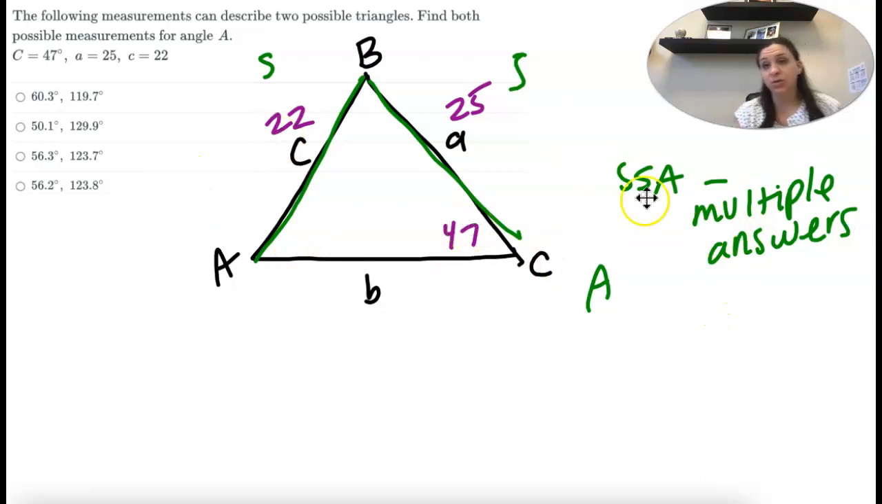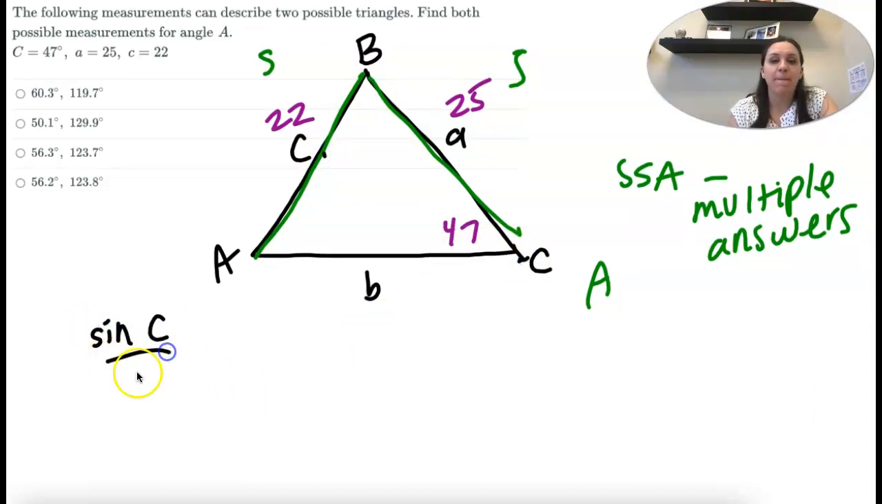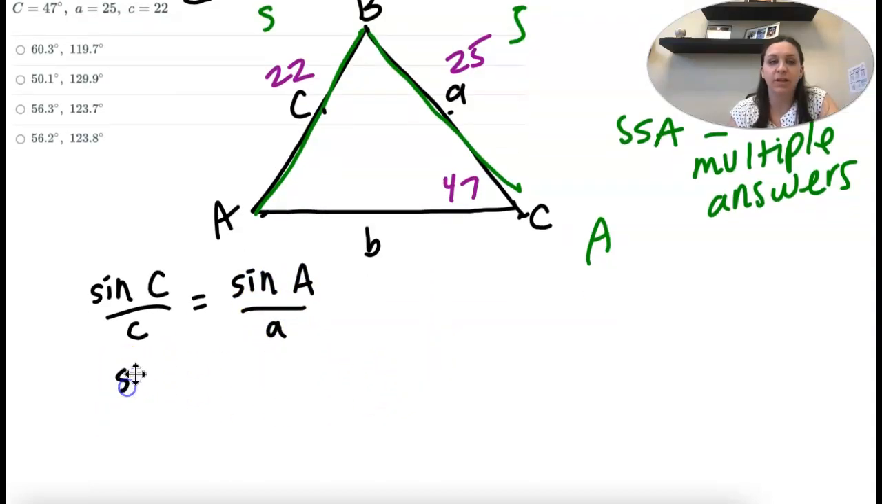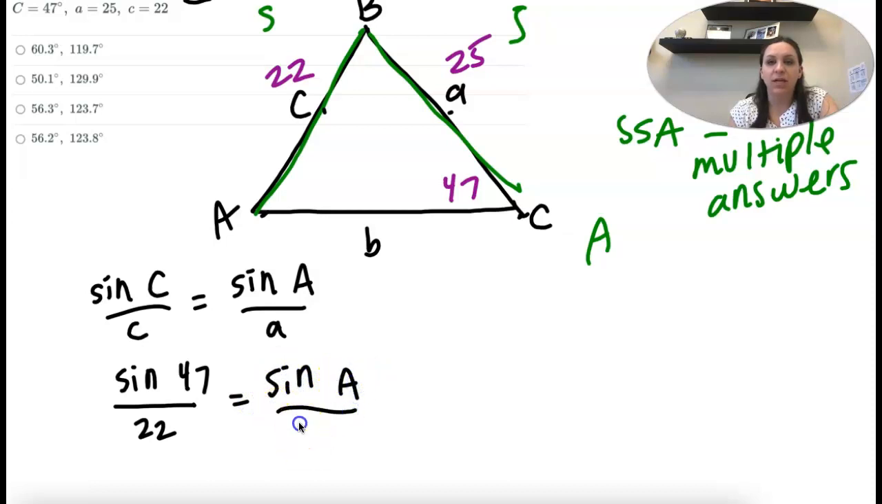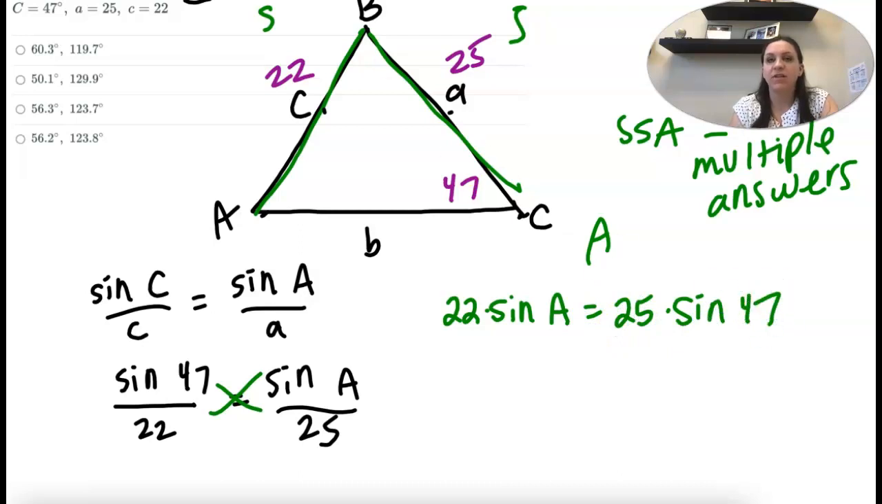Okay, so to do these, we just do it normal. We're going to do law of sines. We're going to do C and C, because that's what we have. And then we're looking for angle A, and we have side A. So these are the two we're going to use. Let's plug it in. Angle C is 47, side C is 22. Angle A is what we don't know, side A is 25. Cross multiply. 22 times sine of A equals 25 times sine of 47.